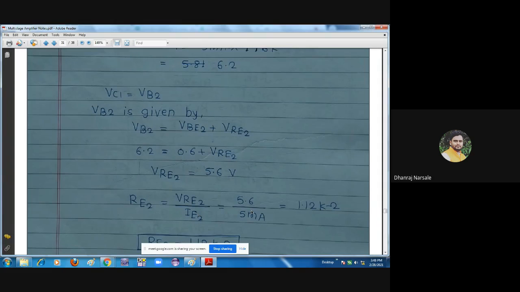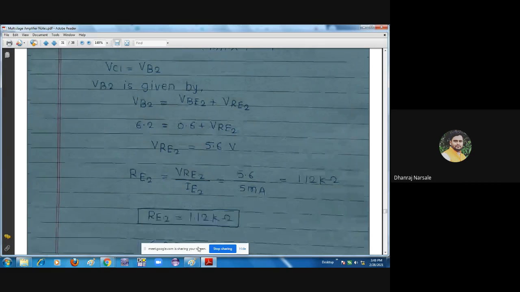So we know the value of IE2, we know the value of VRE2. So RE2 is equal to VRE2 divided by IE2, 5.6 divided by 5 milliampere. What is the value of RE2? 1.12 kilo ohm. Understood? How many of you understood, tell me. Yes sir, understood.